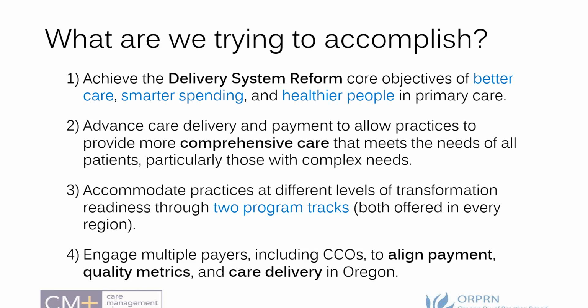I added the fourth objective with what we're trying to accomplish, and particularly in Oregon, is to begin to align all the different programs and reform efforts that are happening in Oregon, particularly aligning the Medicaid program and the development of the CCOs, to begin to align the payment and quality metrics and the delivery in Oregon.